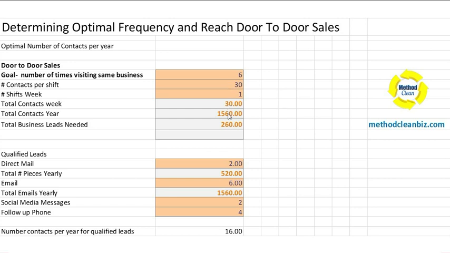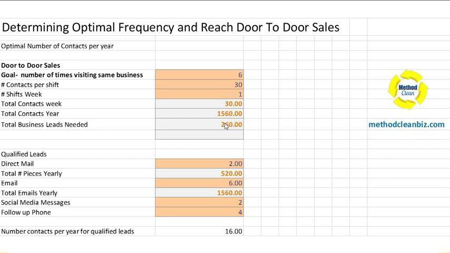That leads to 1,560 total contacts in a year. But remember, we want to visit each one at least 6 times, so that comes out to 260. If you wanted to run a campaign like this, you would need 260 business leads. Why this is important is that now we can start to put a list together. This is a service that we can provide for you, and I'm sure there are other places you can get these from too. You would need 260 to do this campaign.